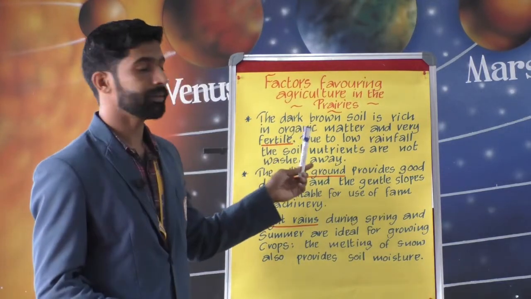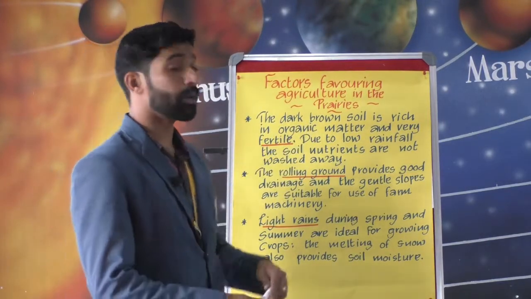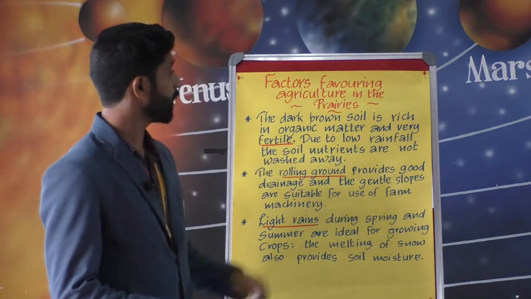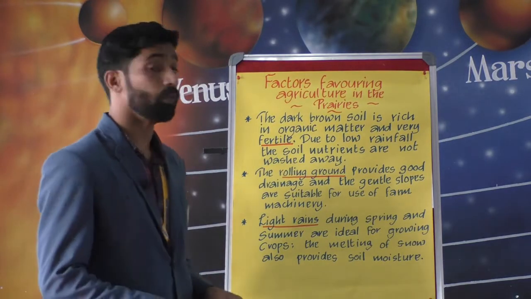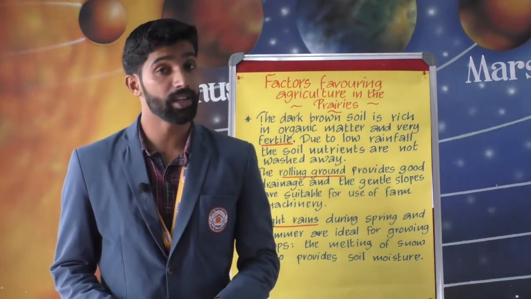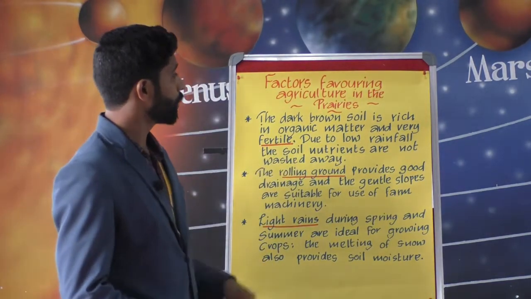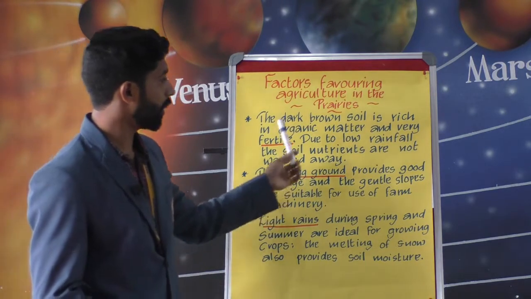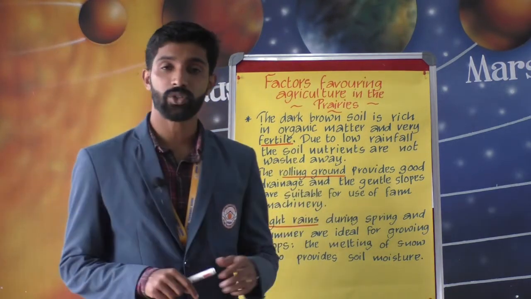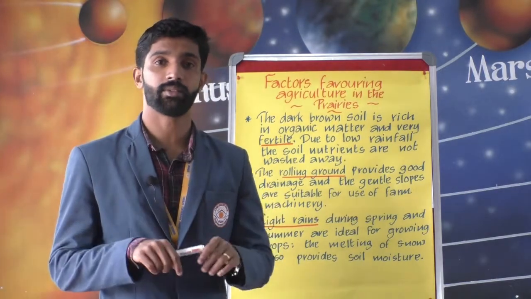Let us see the first one. The dark brown soil is rich in organic matter and very fertile. So the soil is very fertile. And due to low rainfall, the soil nutrients are not washed away. It will remain there itself.